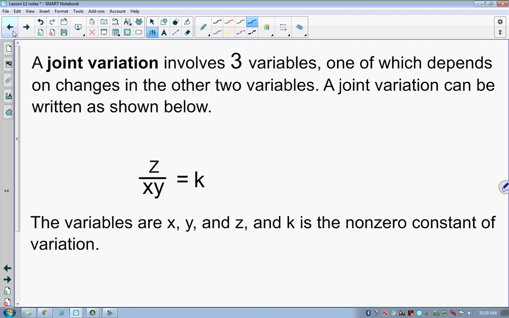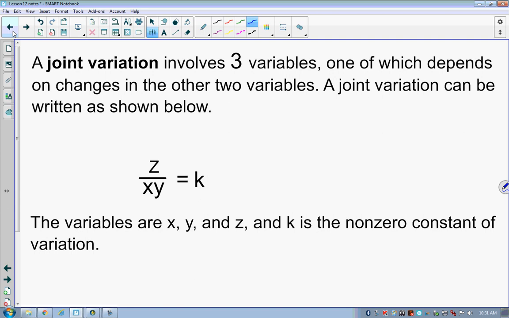Joint variation involves 3 variables. So if it asks, is this joint variation, I have to have 3 variables. I've got to have an x, a y, and a z. K is always a constant, so we're not saying that this is 4 variables. It's not. K is a constant. But I've got to have an x, a y, and a z, one of which depends upon changes in the other 2 variables, meaning z is dependent upon what happens with x and y. A joint variation can be written like what we see down here. The variables x, y, and z, and k is the non-zero constant of variation.